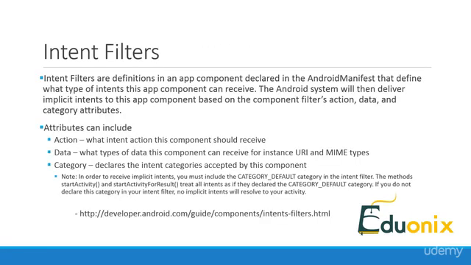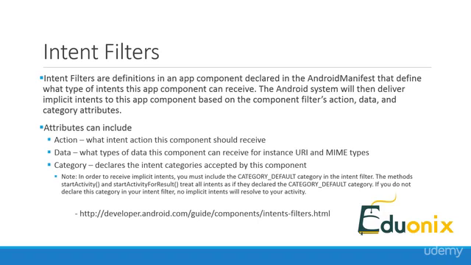Intent filters are definitions in an app component, declared in the Android manifest, that define what type of intents this app component can receive. The Android system will then deliver implicit intents to this app component based on the component filter's action, data, and category attributes. This will sometimes require user interaction to declare which application should receive the implicit intent.